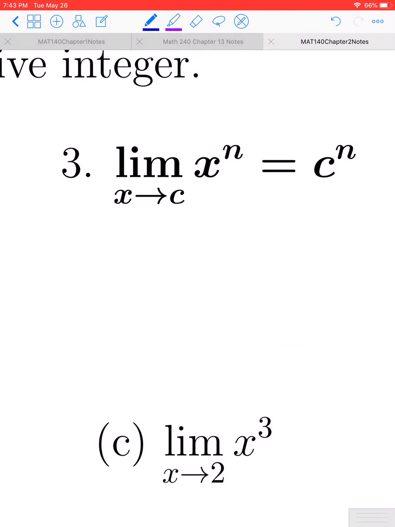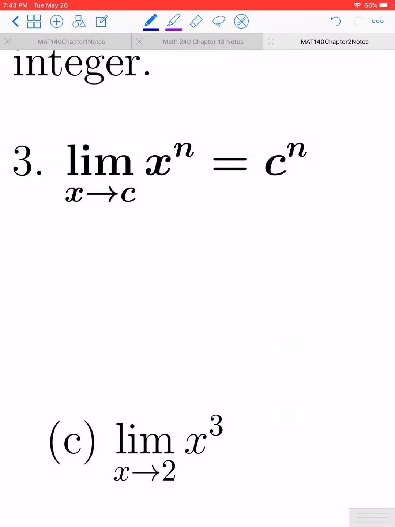And then the last one we're going to look at is the limit as x approaches c of x to the n power. X to the n is a polynomial. It's a very well-behaved function. Therefore, the limit can be found in this case via direct substitution. As x approaches c, the values of x to the n will approach c to the n.